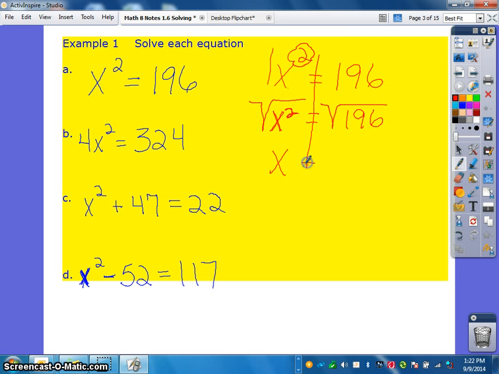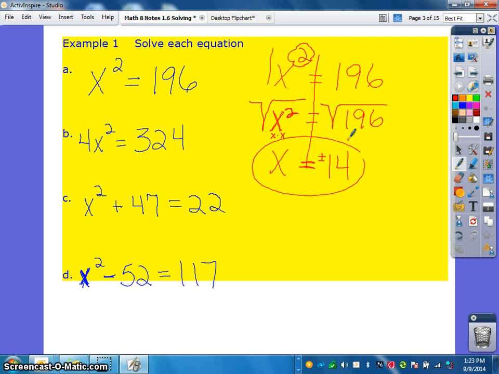x equals, because this is x times x. What does x equal? This is one that you have to memorize. What is the square root? 14. And technically, if they asked for the square roots, what would my answer be? It would be a positive negative 14 if they asked for the square roots. Either one of them will work up here.